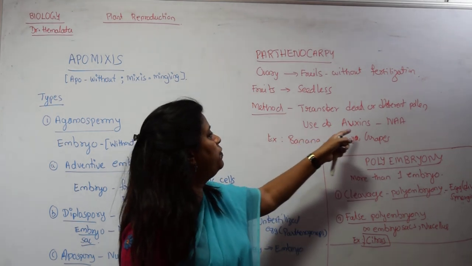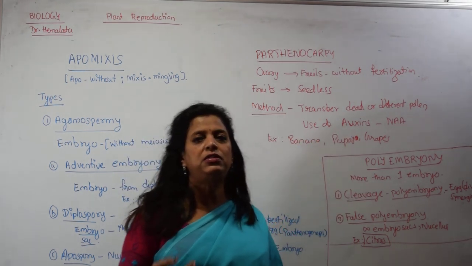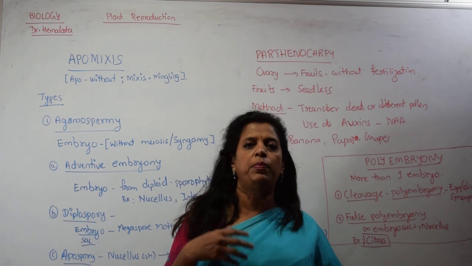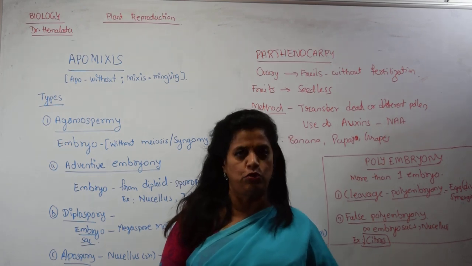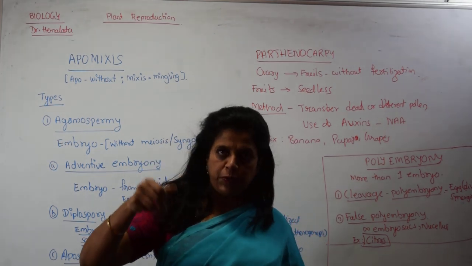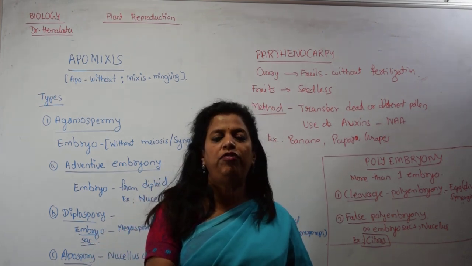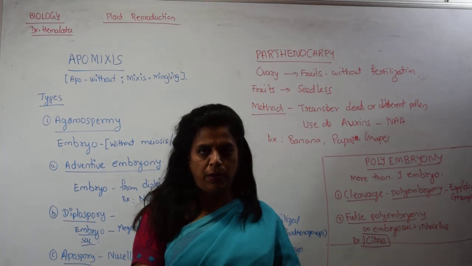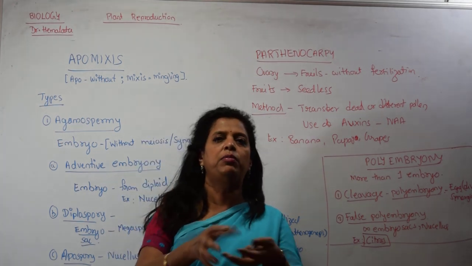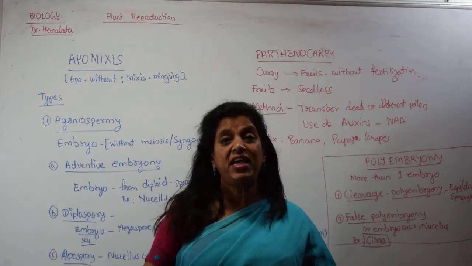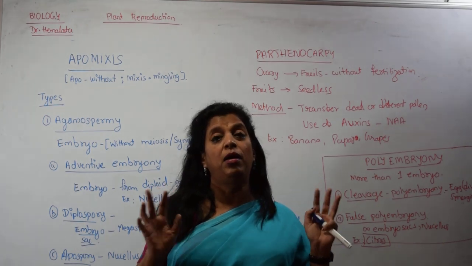As I told you, use transfer of dead pollen grains or different pollen grains, or use of auxins. Already you know that auxins induce parthenocarpy. Auxins and some type of gibberellins also. If you spray the flower with auxins and gibberellins, then the flower will immediately start forming the endosperm. No egg is fertilized. The egg will remain abortive.